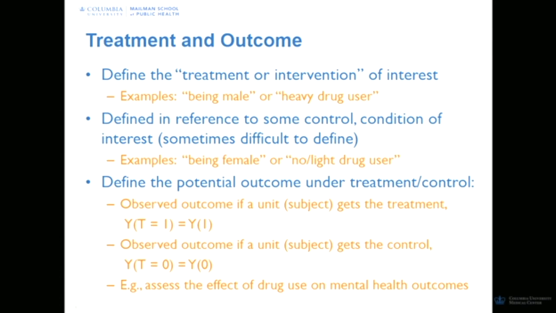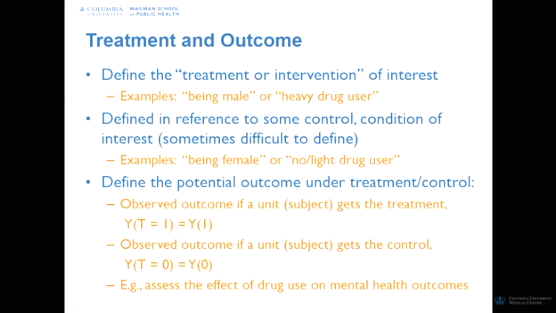Or another example, in your observational study, maybe you want to compare heavy drug users to something else, to a reference. What can that reference be? You have to decide. You can have absolutely no drug use, or you can have light or moderate drug users. So it's important right at the beginning to decide what groups you want to compare.